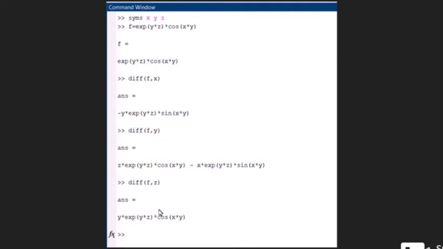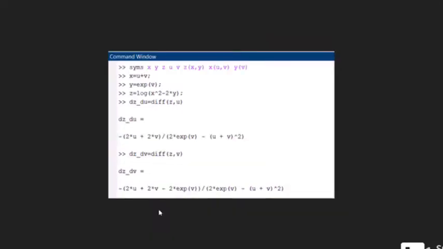For question 2b, the task is to find dz/du and dz/dv by applying the chain rule.